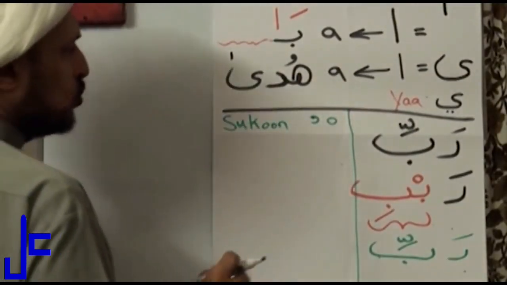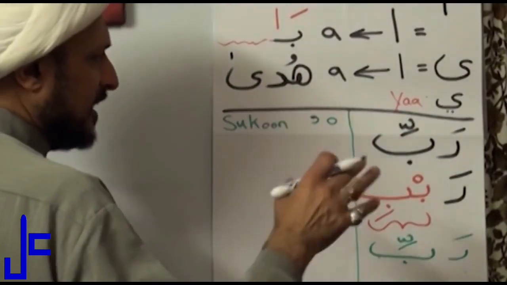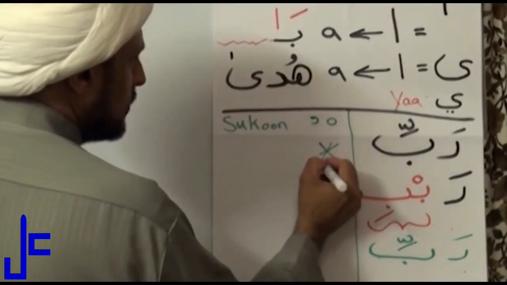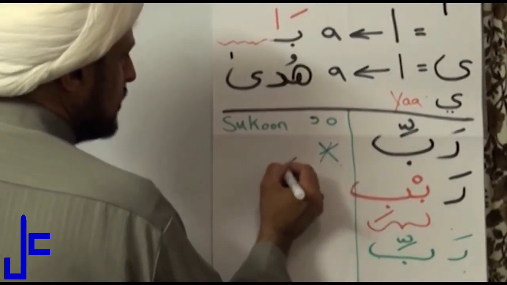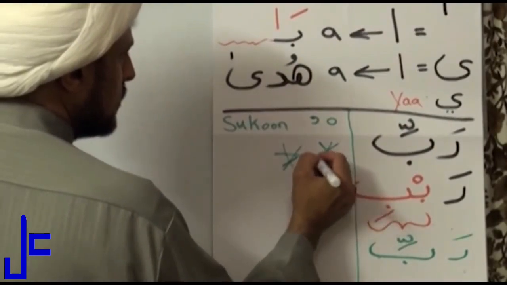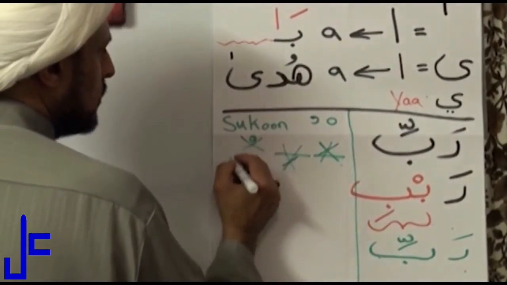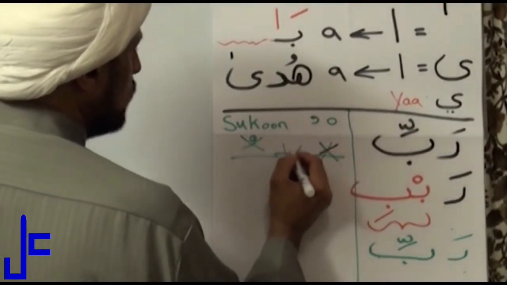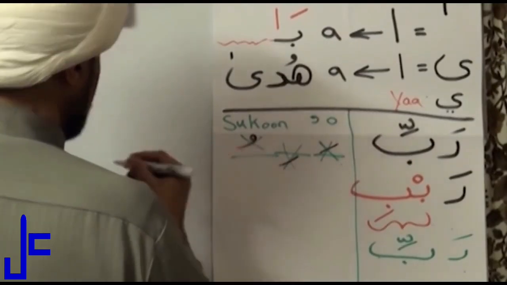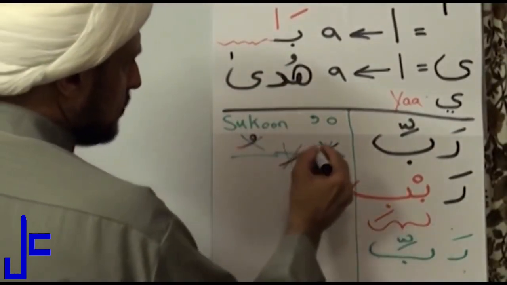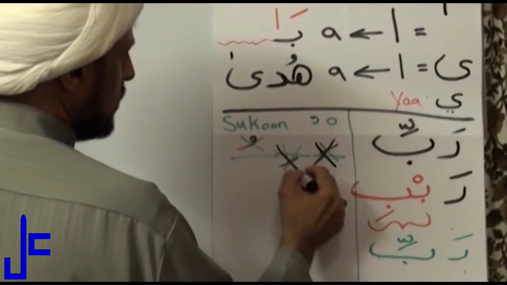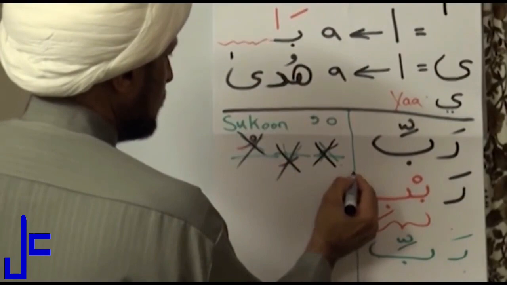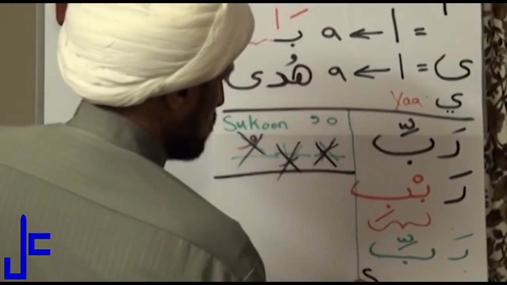Sukoon means sakin, silent, no vowels. So there is no a, no e, no u. Okay? Just the tip of the letter. So this is sukoon, and this was shadda.